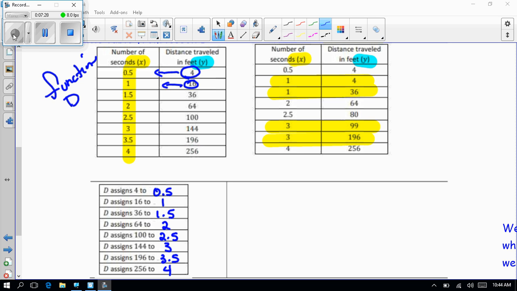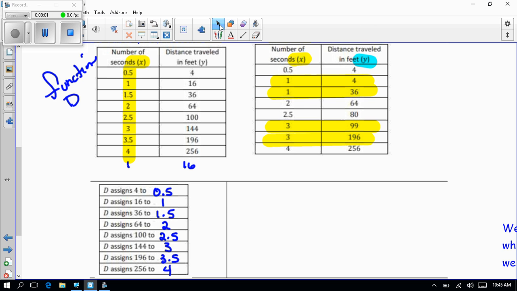And again, the output is assigned to a specific input. The inputs should all be different. If we had another instance where there was another 1, if we were representing this function, the output would have to be the same in order for it to be a function. So again, if I had another number 1 down here, my output would again have to be 16 in order for it to truly be a function.